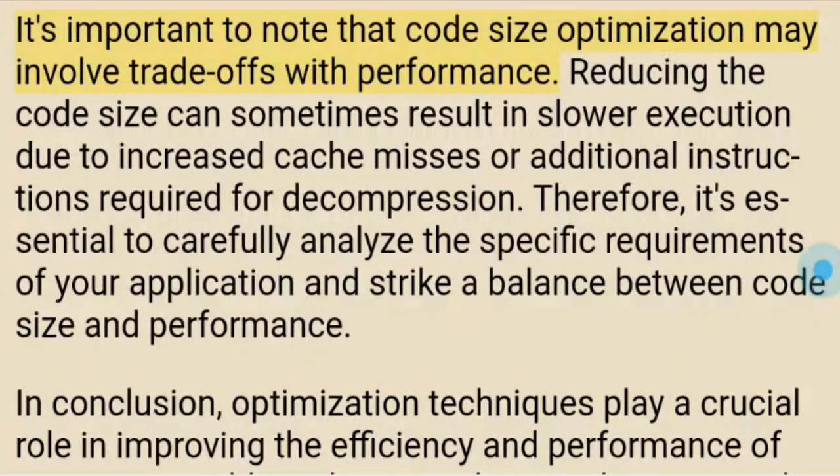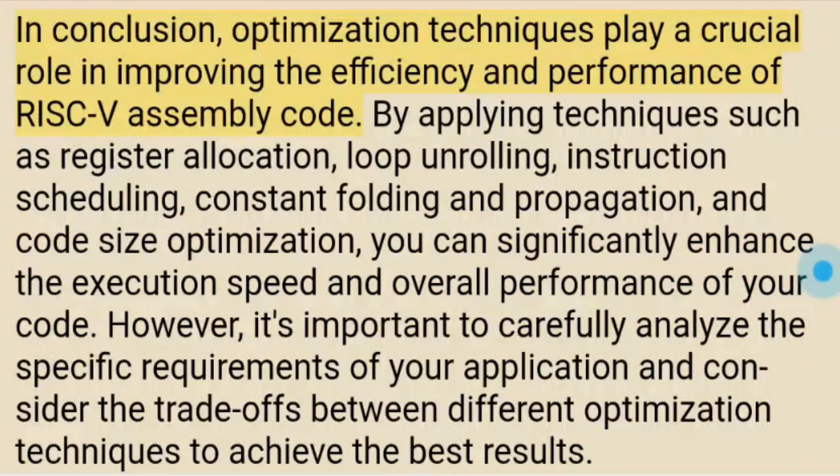It's important to note that code size optimization may involve trade-offs with performance. Reducing the code size can sometimes result in slower execution due to increased cache misses or additional instructions required for decompression. Therefore, it's essential to carefully analyze the specific requirements of your application and strike a balance between code size and performance. In conclusion, optimization techniques play a crucial role in improving the efficiency and performance of RISC-V assembly code.